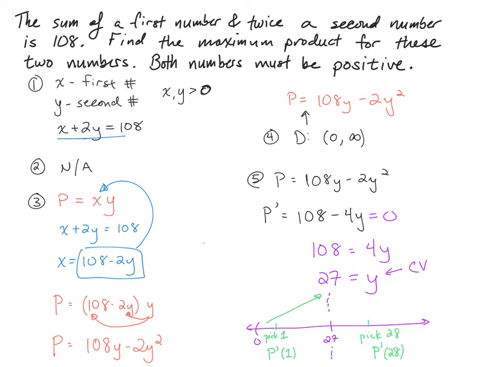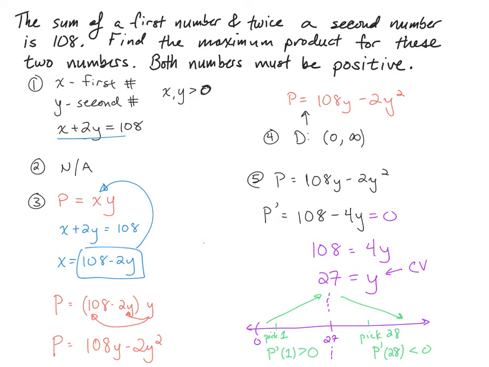And when I substitute 28 into this function here, 4 times 28 is 112. 108 minus 112 is something that is negative. So it is decreasing here. So we are using the first derivative test again to make sure that there is a maximum at the critical value 27. The original function goes from increasing to decreasing, which means there's a relative maximum, which is what we're looking for. So we know the relative maximum will happen when the y value is 27.